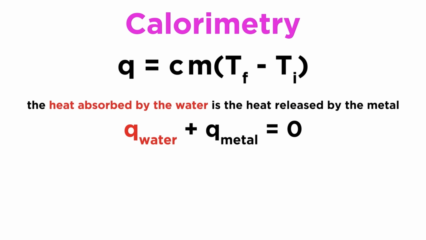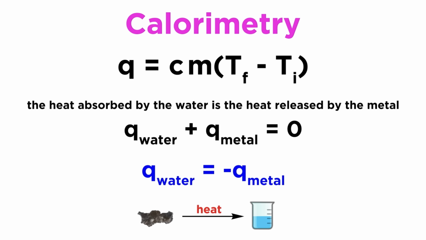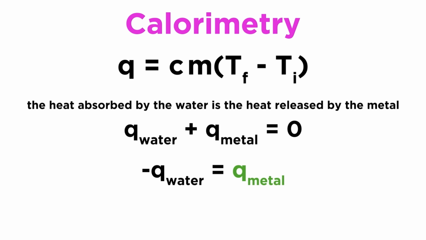In other words, Q water, the heat absorbed by the water, plus Q metal, the heat released by the metal, equals 0. If we subtract Q metal from both sides, we get Q water equals negative Q metal, which represents the reasonable assumption that all of the heat involved in the process went directly from the metal to the water, losing only a negligible amount to the environment. Therefore, in calculating the heat absorbed by the water in the calorimeter, we will also learn the amount of heat that was released from the metal, which is simply the negative version of Q for the water.